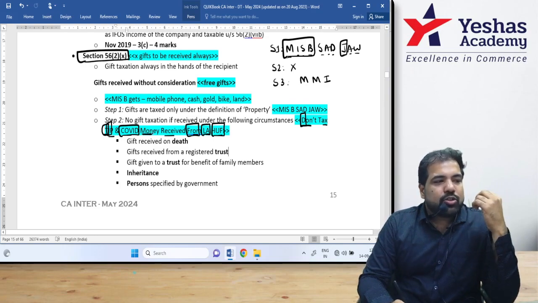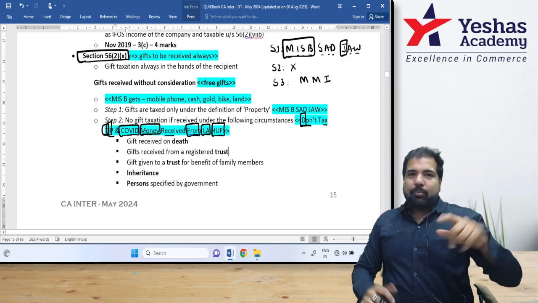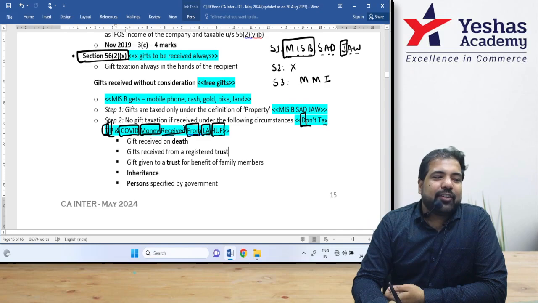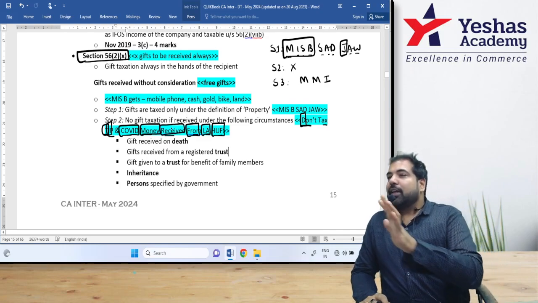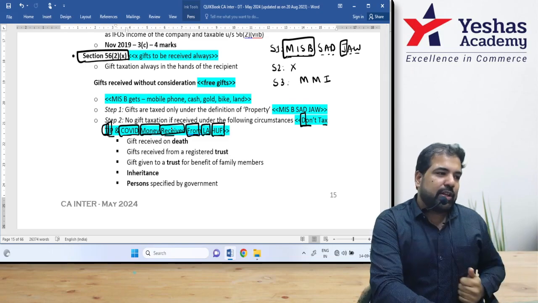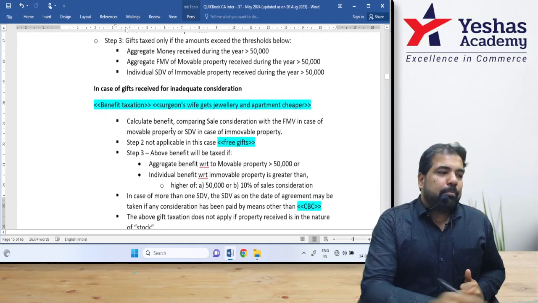Guys, congratulations on your marriage. If anyone gives you valuable gifts, then you'll not be taxed, but you should be getting married and you should be getting the gifts. And how many relatives here, guys? Section 56(2)(x). This definition is only and only for gift tax. We'll see the definition ahead. So that is gifts.